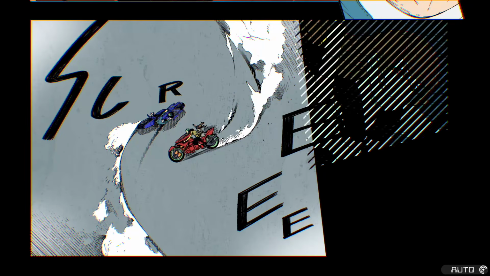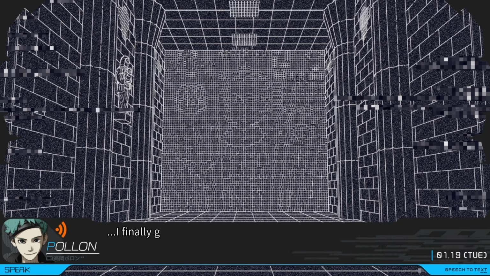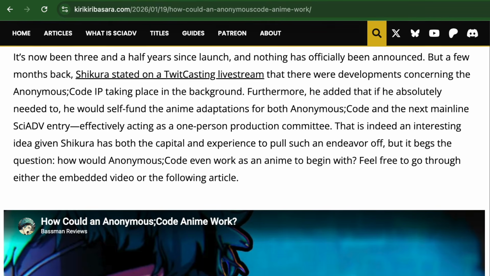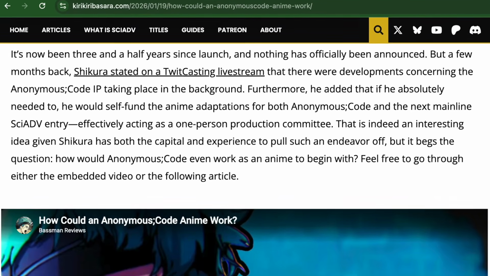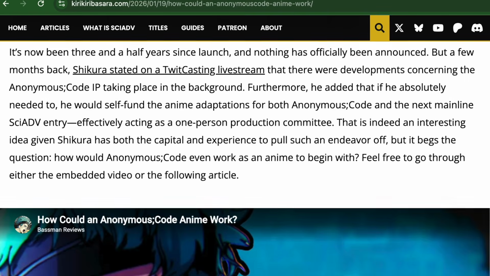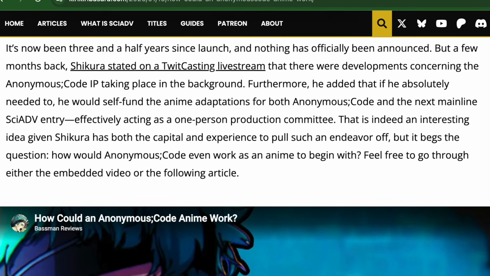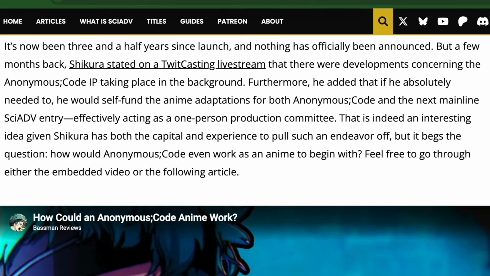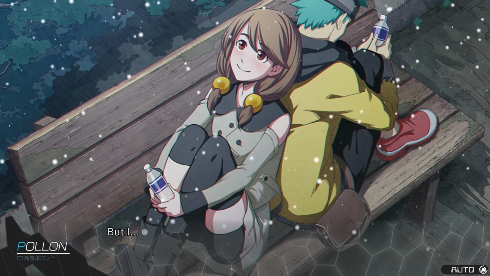But ever since the game's English release, little has happened with the Anonymous Code IP. As per Shakura's comments on stream, there appear to be some developments taking place in the background that he is unable to speak about too much, but he has recently proposed the idea of self-funding an Anonymous Code anime, acting as a one-person production committee. Will this end up happening?